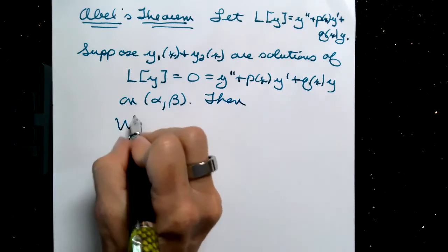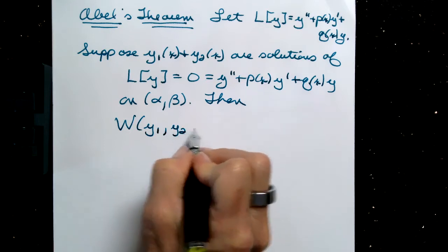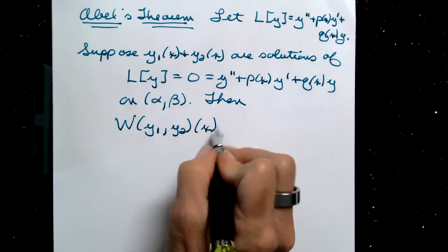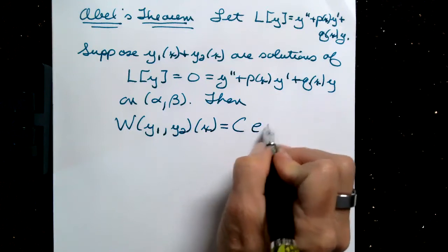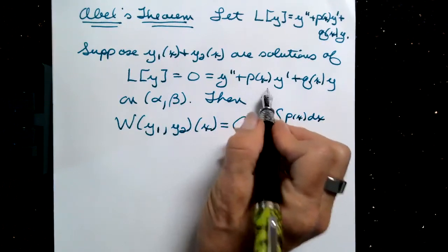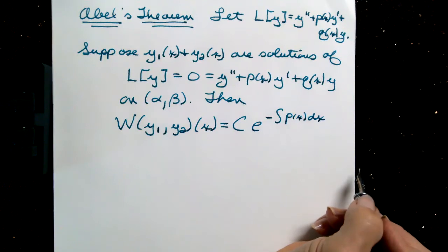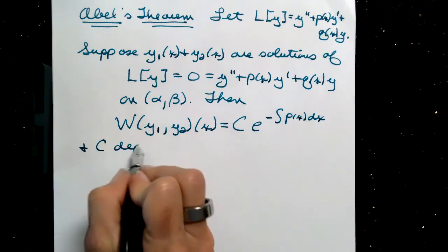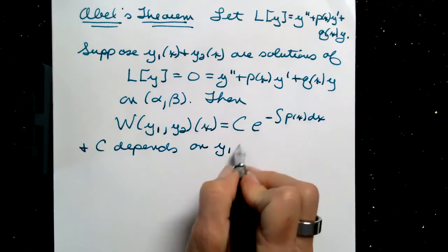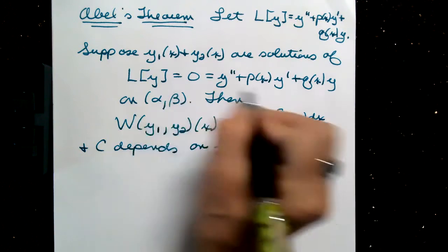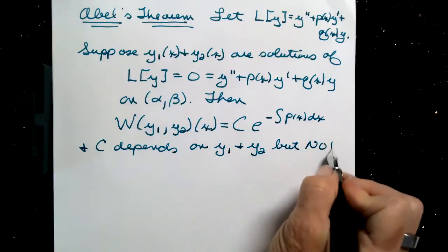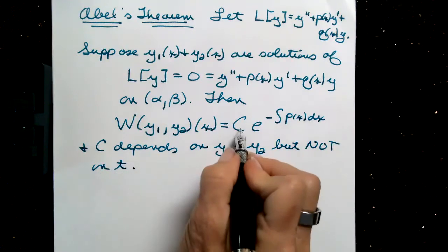Then the Wronskian of y1 and y2 at a point x is given by a constant times e to the minus integral p of x dx, where p is that coefficient function of the derivative term, and c depends on y1 and y2, the two solutions of this, but not on t. So the c is independent of t.